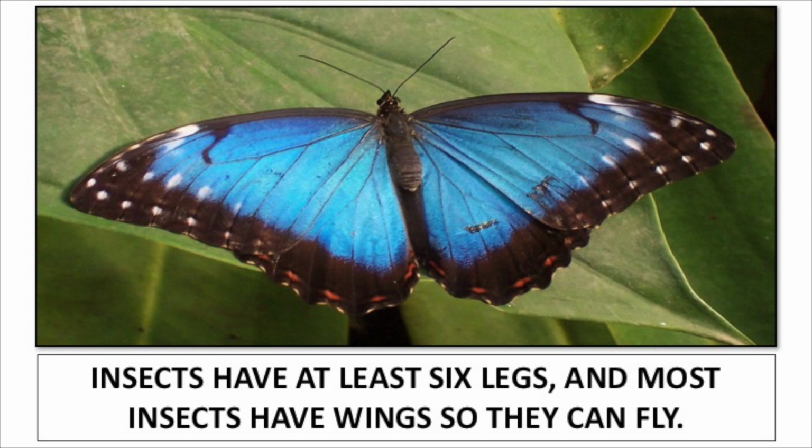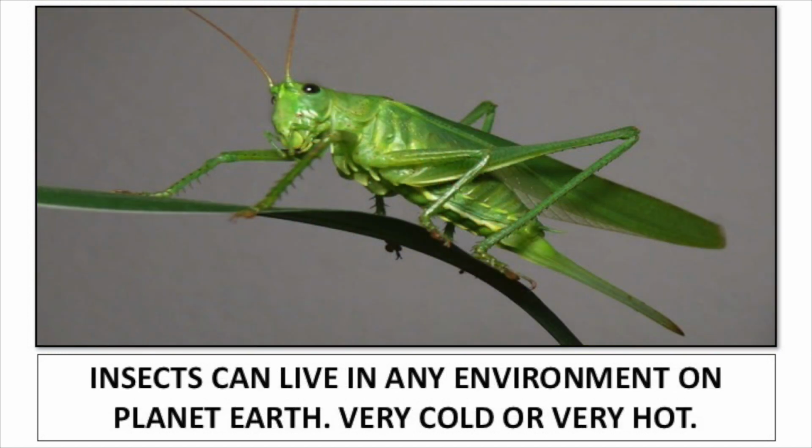Insects have at least 6 legs. And most insects have wings so they can fly. Like this insect here, which is butterfly. Yes, well done, guys. Insects can live in any environment on planet Earth. Very cold or very hot. Yes, they can live anywhere. They can adapt to any type of climate.